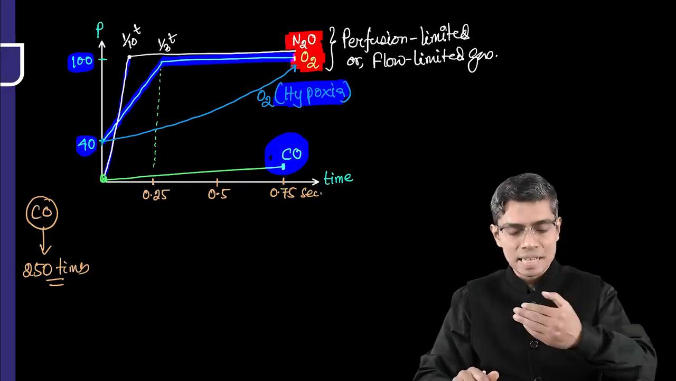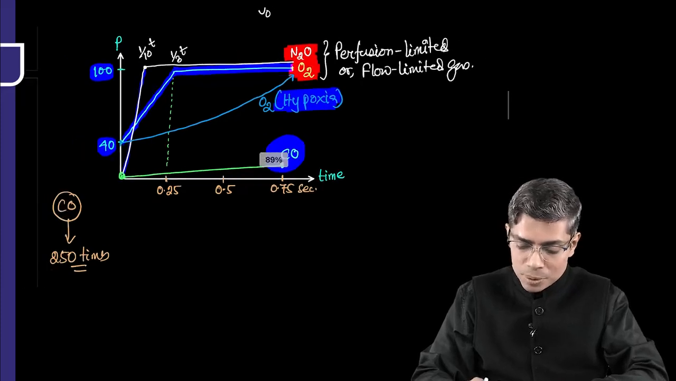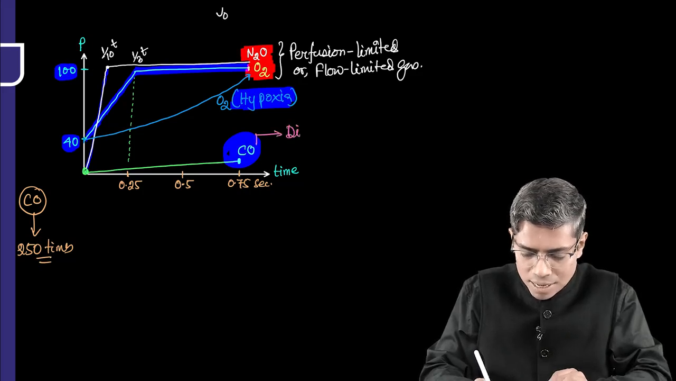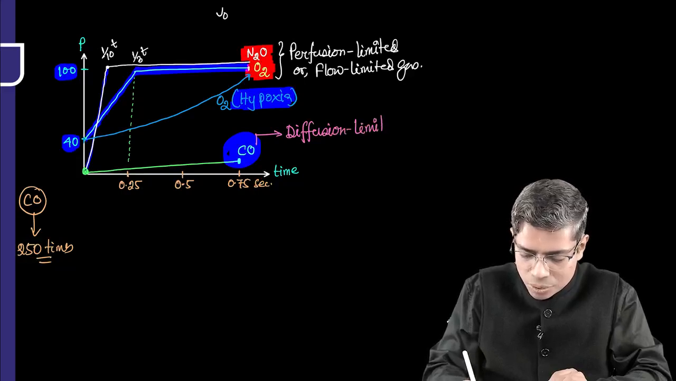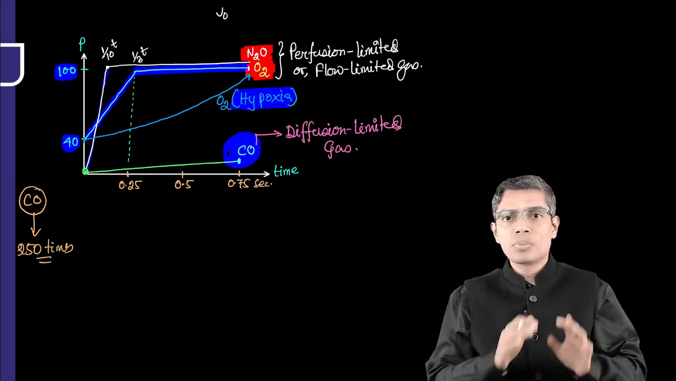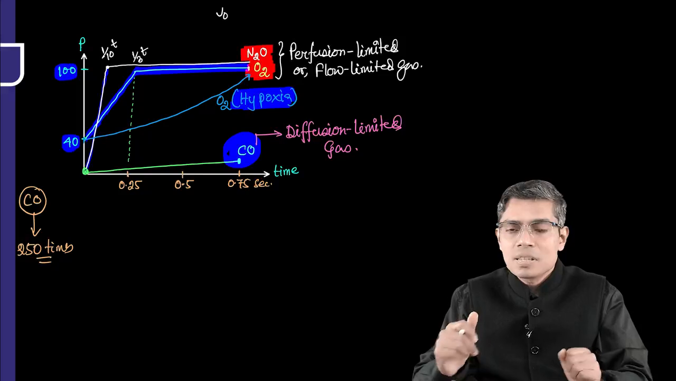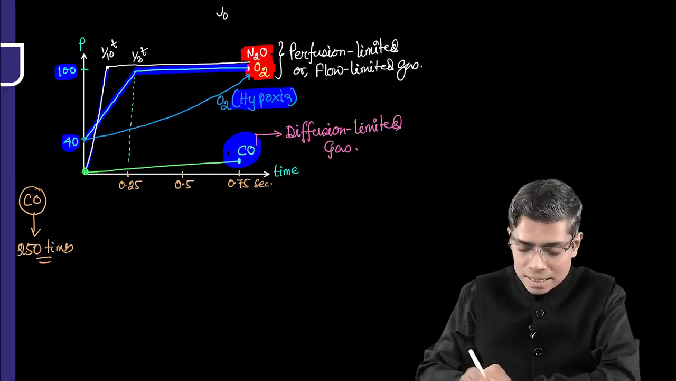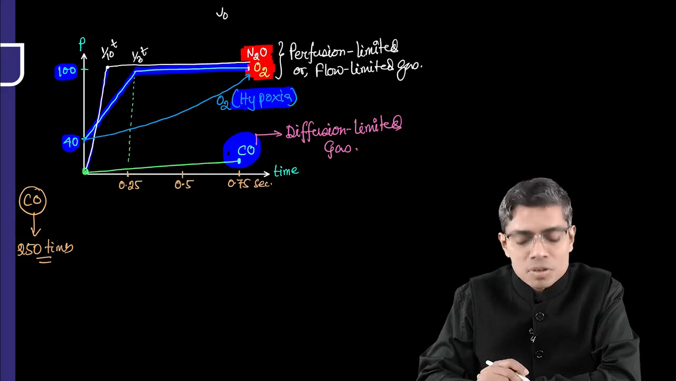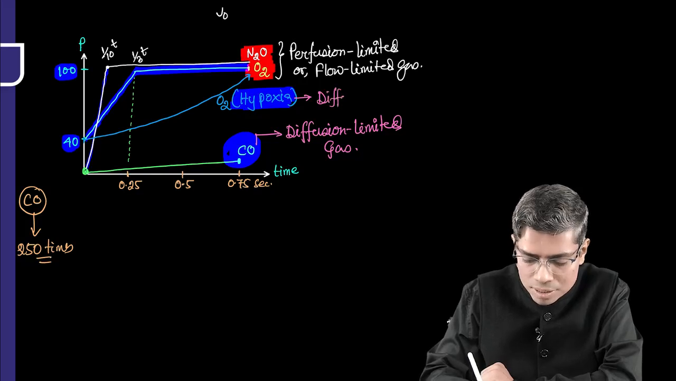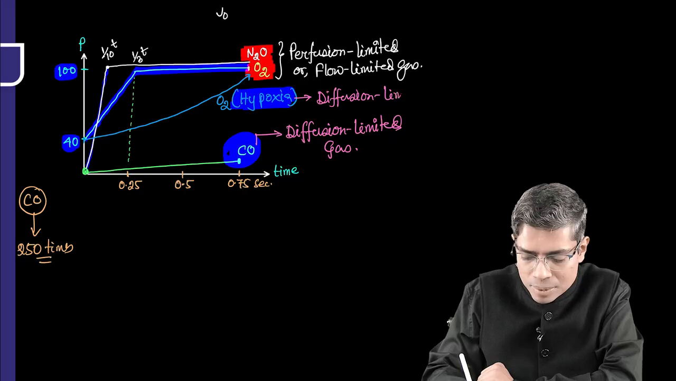There is enough scope for diffusion. That's why diffusion is the limiting factor, or diffusion is the limiting step here. That's why this is known as a diffusion limited gas, right? So if I ask you, the diffusion limited gas is carbon monoxide. Think of oxygen. Oxygen is a perfusion limited gas, I already told you. But if I think of oxygen in hypoxic condition, then it follows the same pattern as carbon monoxide. So oxygen in hypoxic condition is also a diffusion limited gas.